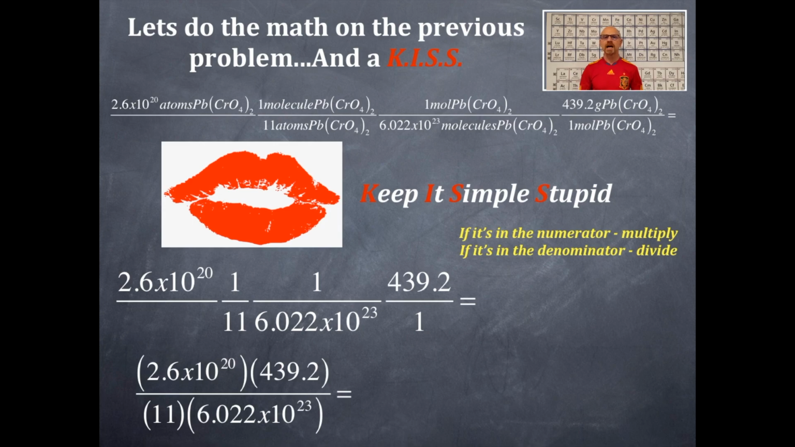And you can do this a variety of different ways. You can do 2.6 times 10 to the 20 divided by 11 divided by 6.022 times 10 to the 23rd times 439.2. You could start off with the 439.2 times 2.6 times 10 to the 20, then divide by 11, then divide by Avogadro's number. It doesn't matter, okay? But no matter how you do it, you should always get this same number, and that's 1.7 times 10 to the negative 2. That's the same answer that we got on the previous slide, okay?